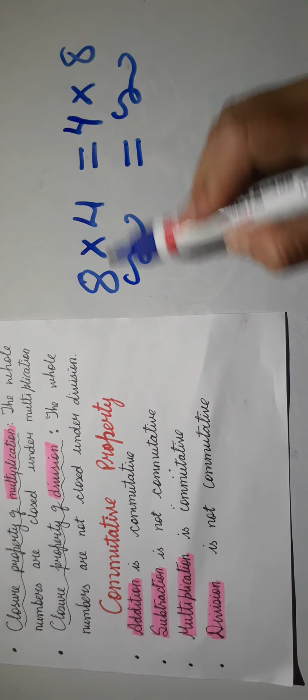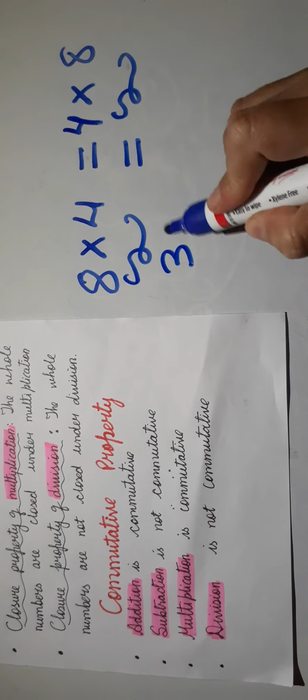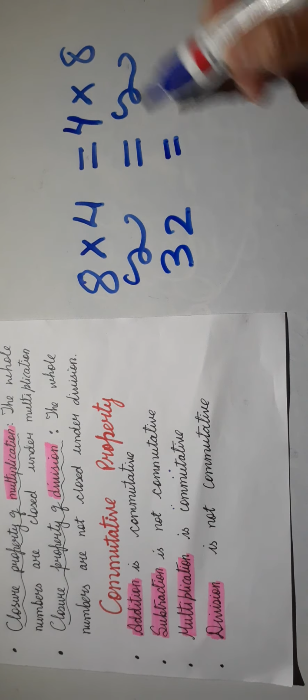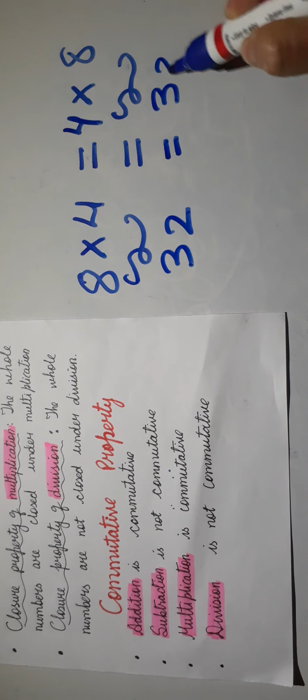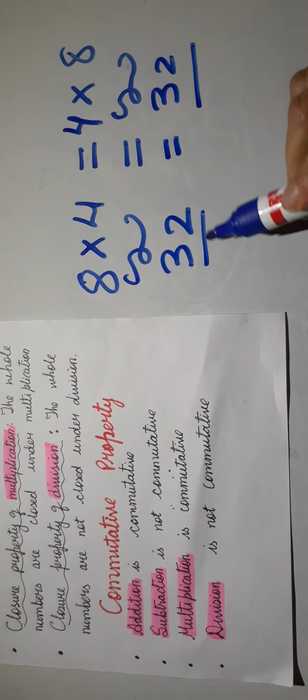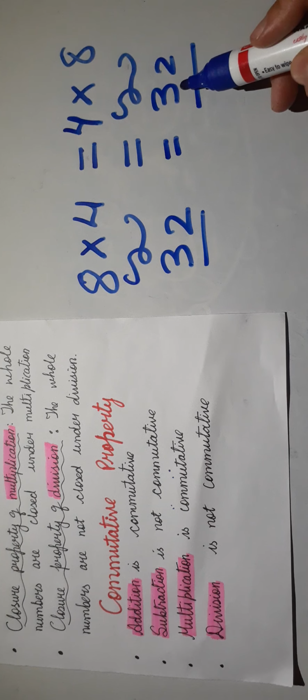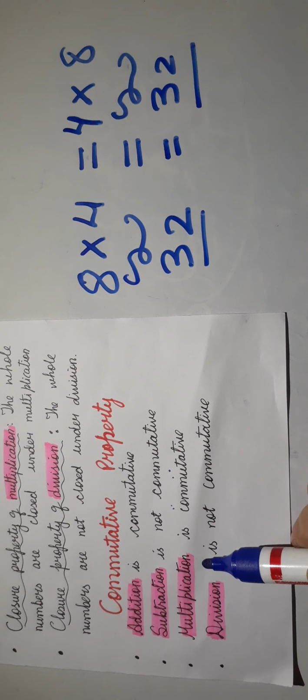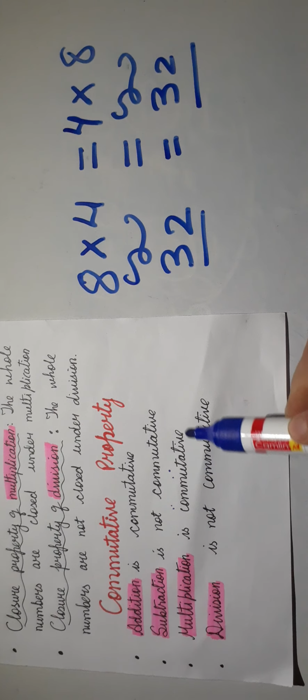8 multiply 4. 8 4s are 32. 4 8s are 32. So 32, 32. Same whole numbers. So multiplication is commutative.